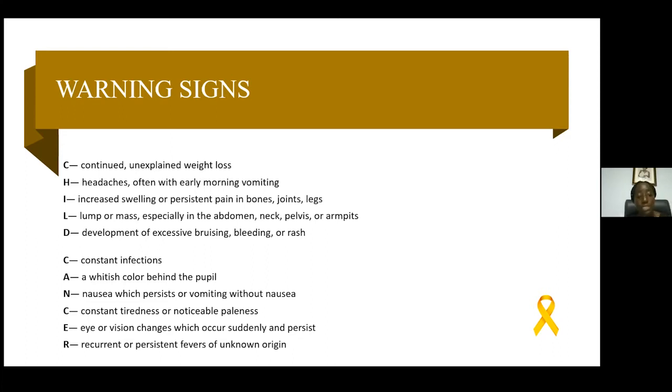Also, whitish discoloration of the pupil, what we call leukocoria, can be an early sign for retinoblastoma. So nausea, vomiting, constant tiredness or easy fatigability, any eye changes, eye swelling, changes in vision.